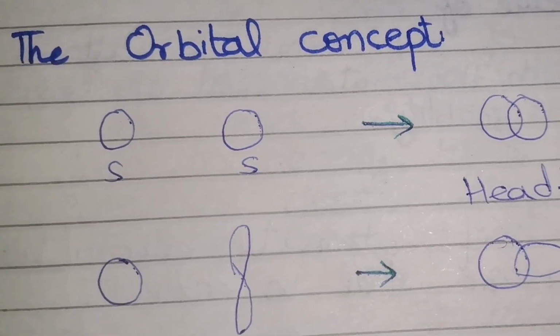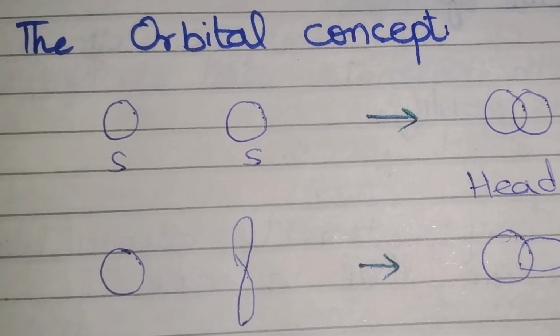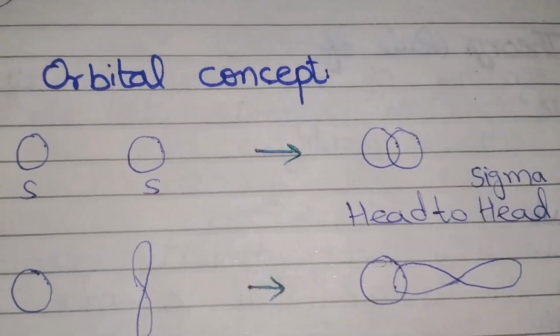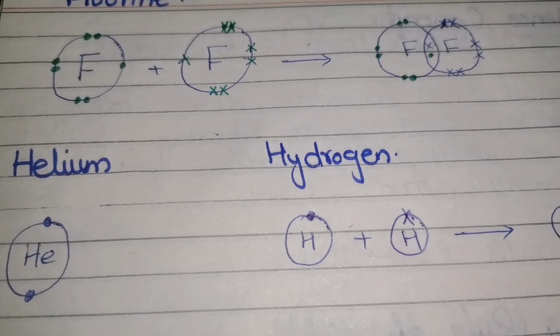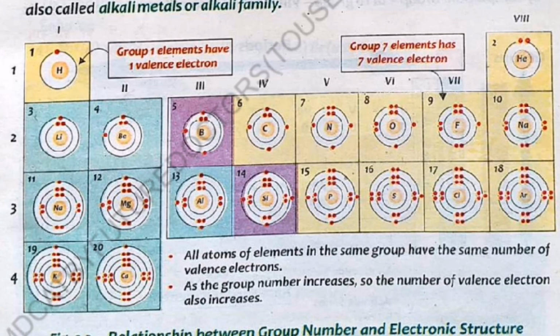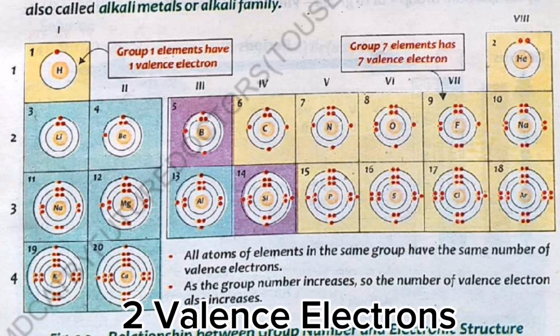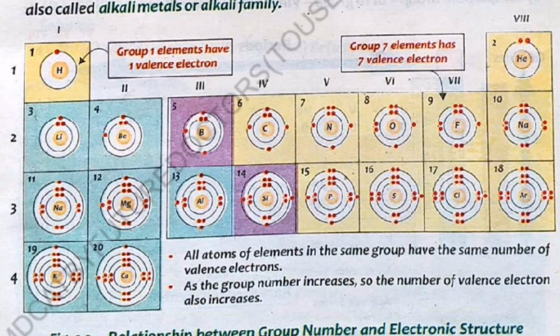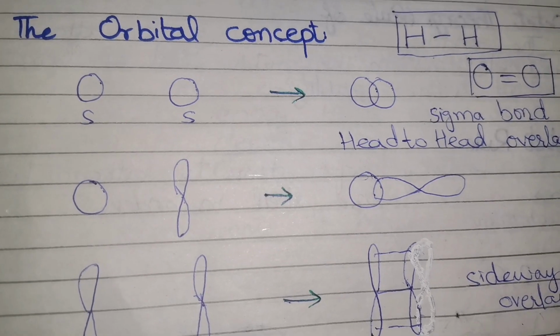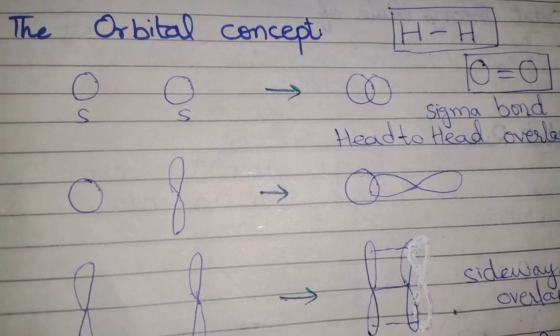Now, the next concept that I am going to discuss with you is the orbital concept. But let me first tell you how I knew that fluorine has 7 valence electrons. Have a look at the first group. All the atoms have only 1 valence electron. In the second group, all the atoms have only 2 electrons. Look, fluorine is present in group 7 of the periodic table, so it has 7 valence electrons. It means that elements present in a particular group will have the same number of valence electrons as their group number.